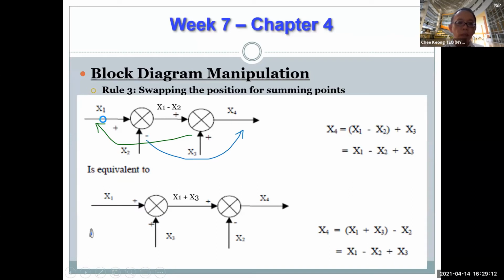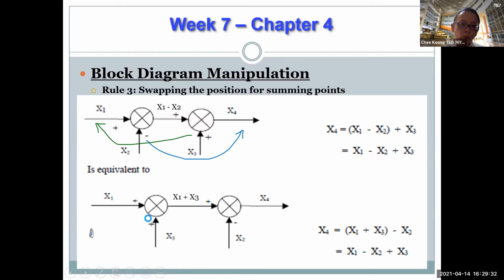So therefore, for example, in this case, you have X1 going in, X2, X3 coming in. And then if you look at the expression, this point here will be X1 minus X2. Then X1 minus X2, you go in, you plus X3, so it's basically X1 minus X2 plus X3. So this is your net result for X4.